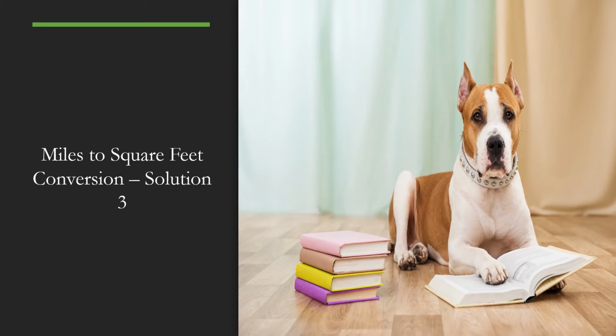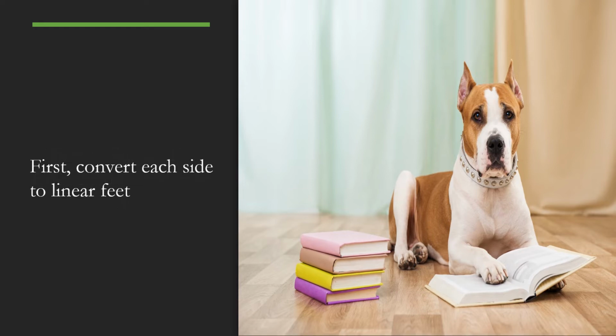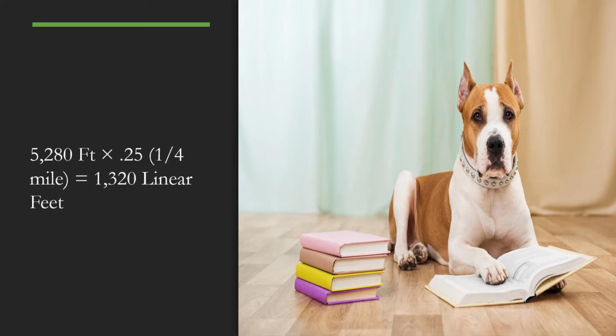Solution 3. First, convert each side to linear feet. So if we take just 1/4 of that, we multiply 5,280 times 0.25, that equals 1,320 linear feet for the one side, the 1/4 mile side.